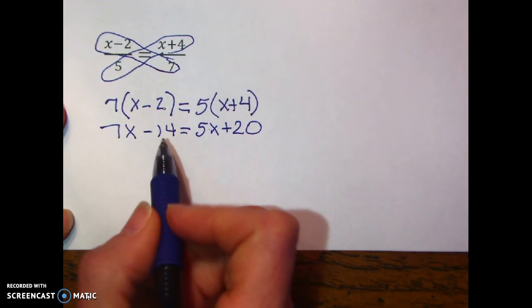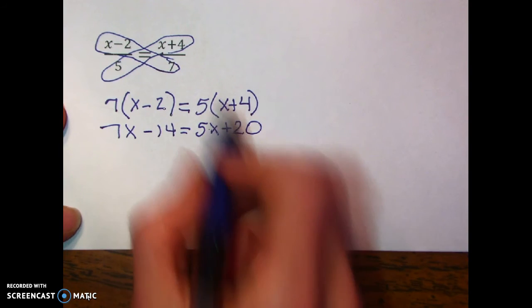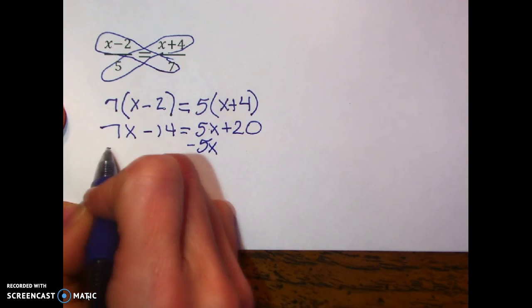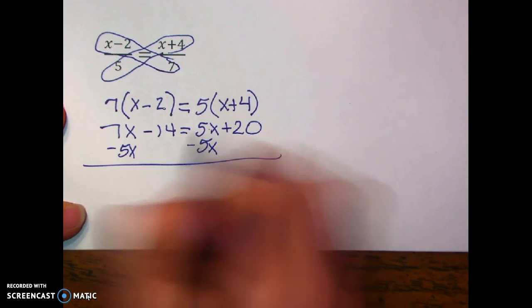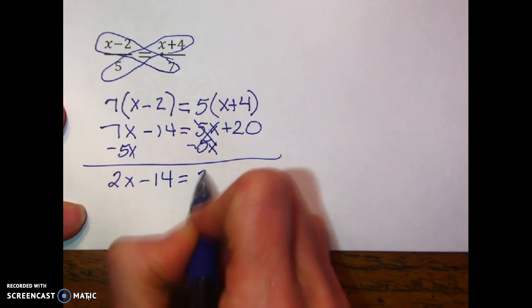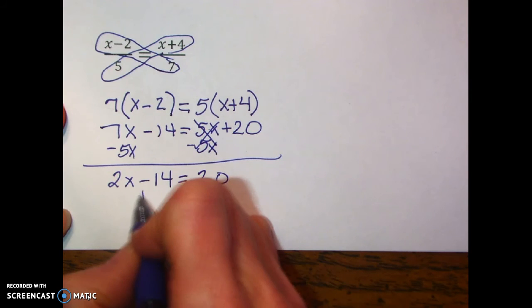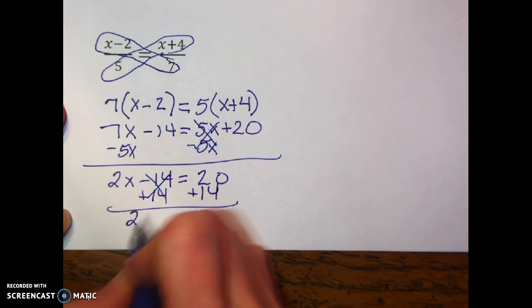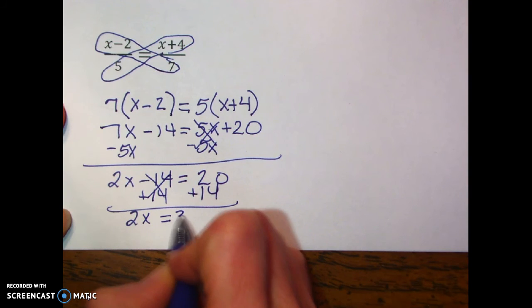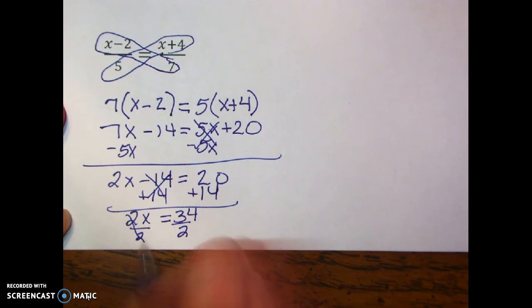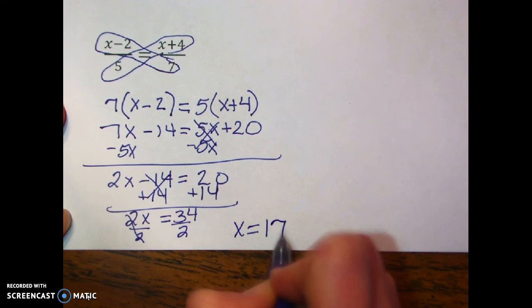Now this has quite a few steps here. We have x's on both sides of the equal sign that we need to get out of there. So we need to subtract 5x on both sides. That'll give us 2x minus 14 equals 20. Add 14, gets rid of the 14, and we have 2x equals 34. And finally we can divide by 2, which means x equals 17.